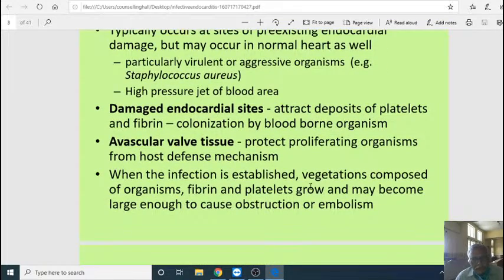Whenever there is flow of blood hitting the valve at that site, usually the organisms get lodged and proliferate, and make vegetation over the area of the jet falling on the valve rings or the cusps of the valves, the damaged endocardial sites. The deposits of platelets and fibrin help in the colonization of the organisms. The avascular valve tissue protects proliferating organisms from host defense mechanisms.